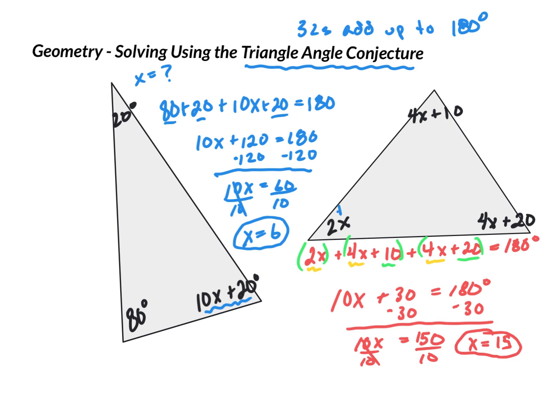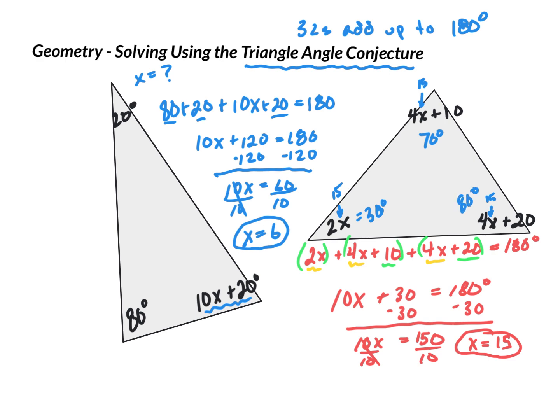If I know that x is 15, 2 times 15 is 30. So now I know that angle is 30 degrees. 4 times 15 is 60, plus 10 is 70. At this point, you could just say, I know they add up to 180, so I should be able to easily just figure out the last one. But let's just plug in 15 to this one as well. 4 times 15 is 60, plus 20 is 80 degrees.